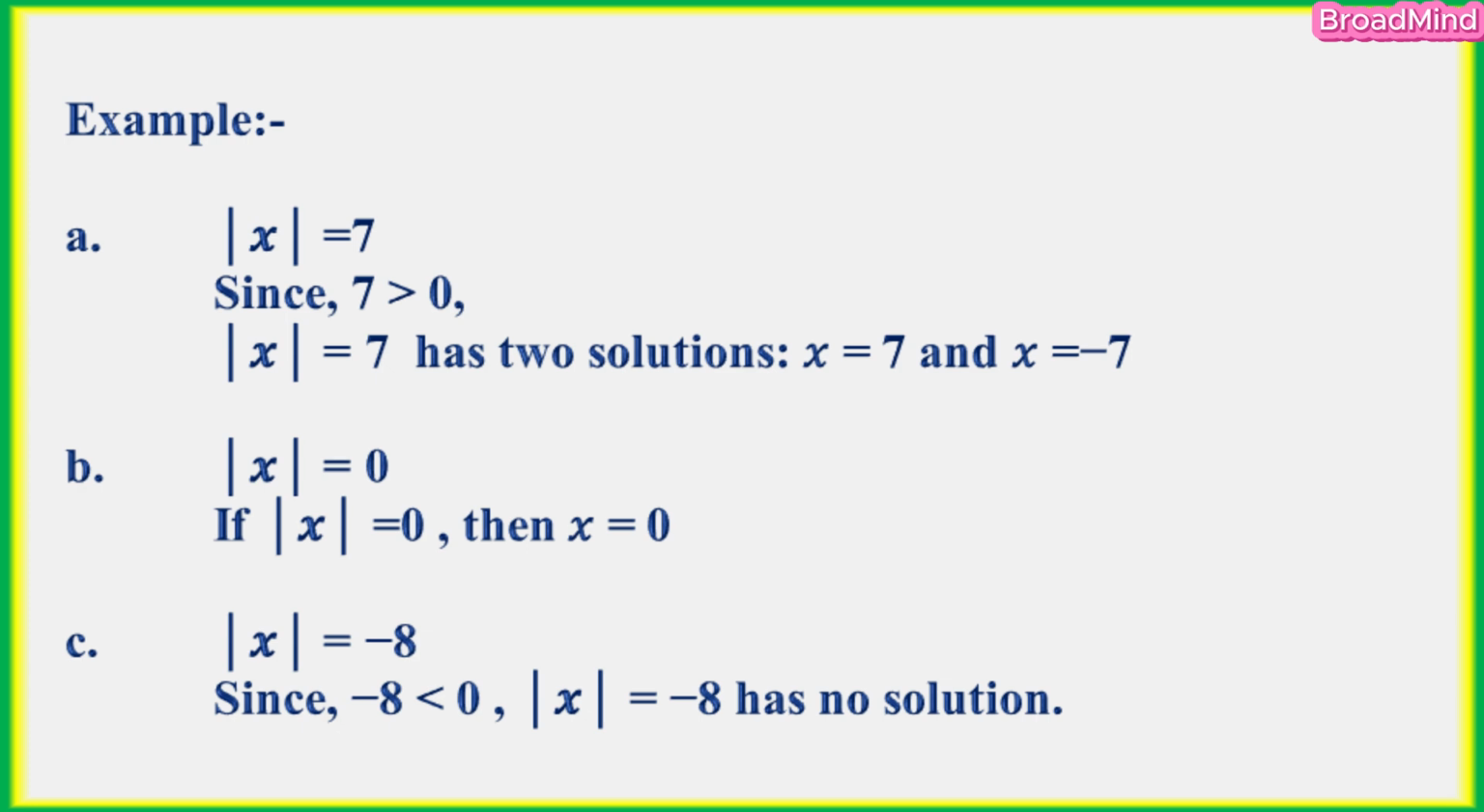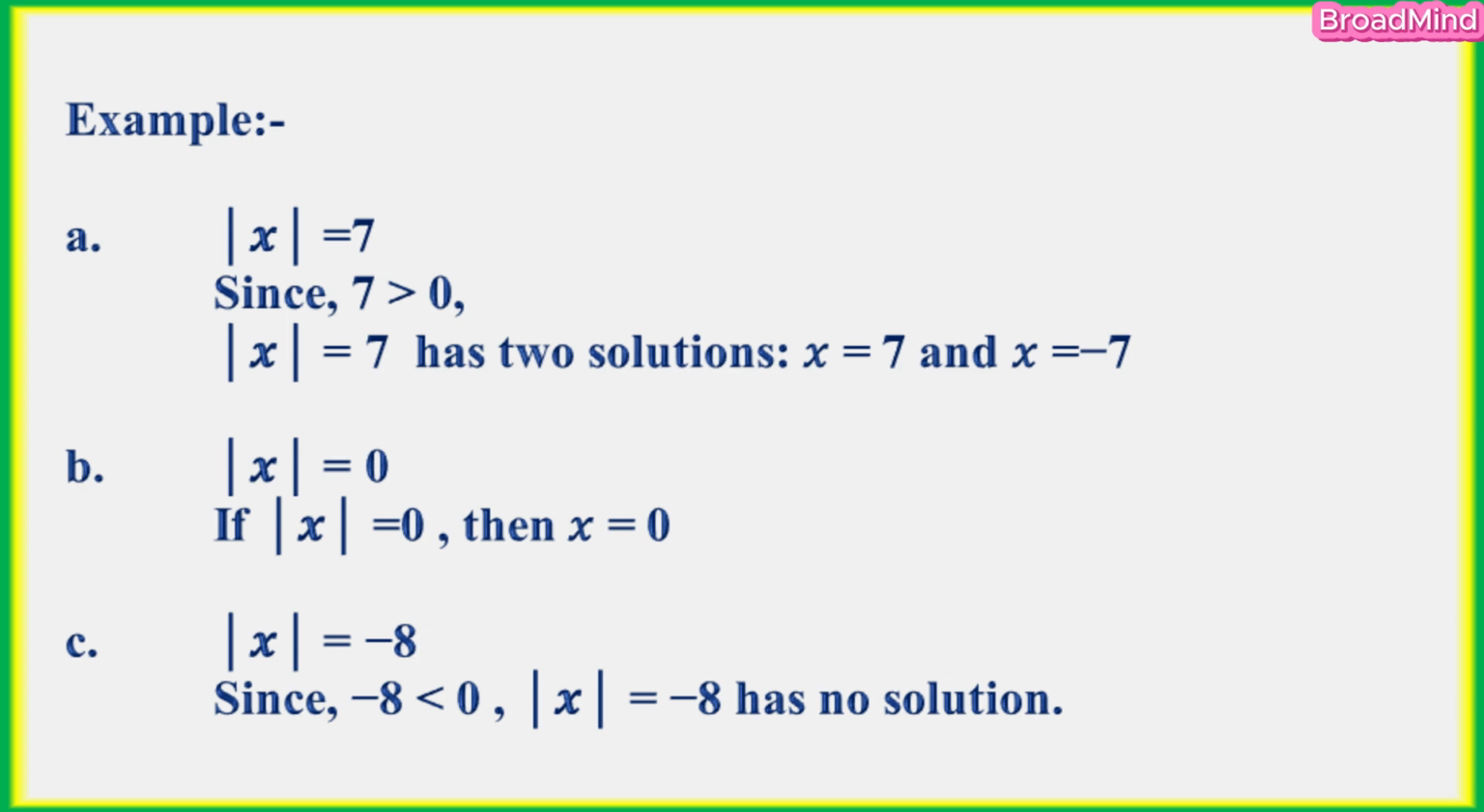C. Absolute value of x is equal to negative 8. In this equation, consider negative 8 as a, as we discussed above. As we discussed above, if a is less than 0, the absolute value equation has no solution. Then, negative 8 is less than 0, so this equation has no solution.